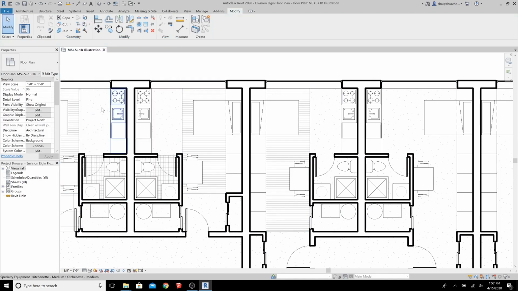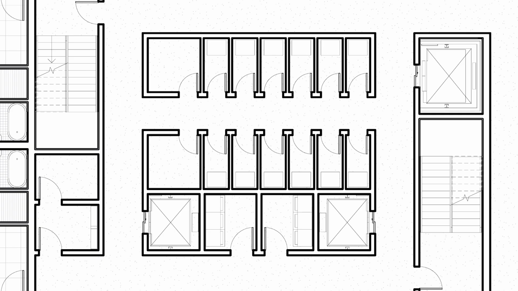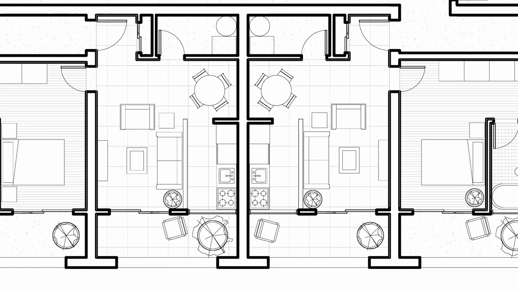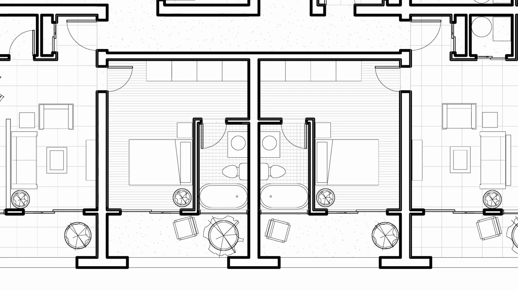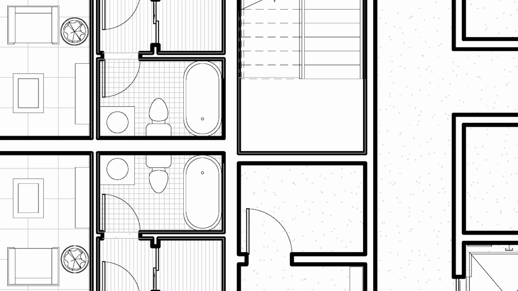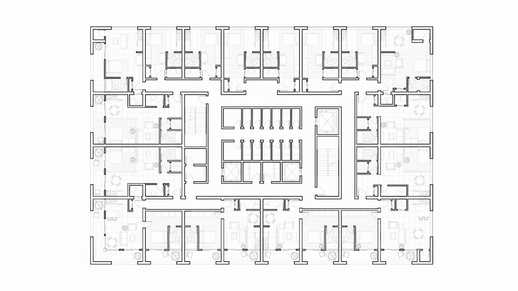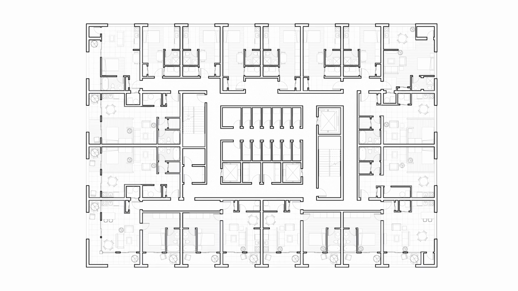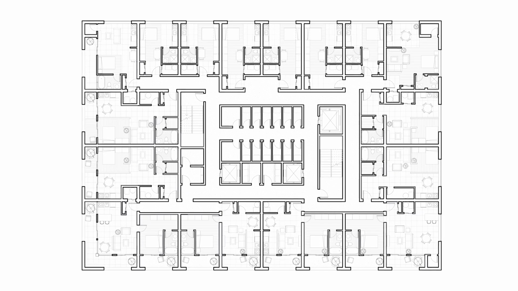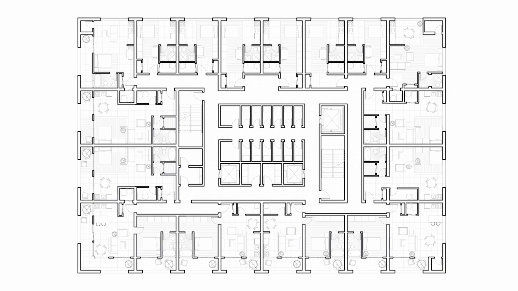For all services and corridor areas, I added a concrete pattern. To all living areas, a big tile pattern. To all bedroom areas, a wooden pattern. And to all bathroom areas, a smaller tile pattern. Now, this may not be entirely realistic, but again, you're not doing a construction document. You're illustrating different programs that are going to be used in your spaces.